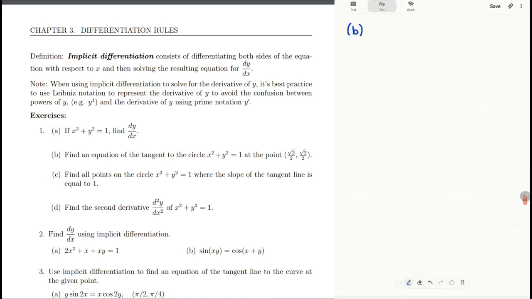Now in part B, we want to find the equation of the tangent to the circle x squared plus y squared equals 1 at the point root 2 over 2, comma, root 2 over 2. And so to find the equation of the tangent line, what we need are two things. We need the slope of the tangent line, as well as any point which lies on the line. So we're given that the point is root 2 over 2, comma root 2 over 2, and this is on the circle. And all that we need is the slope of the tangent line.